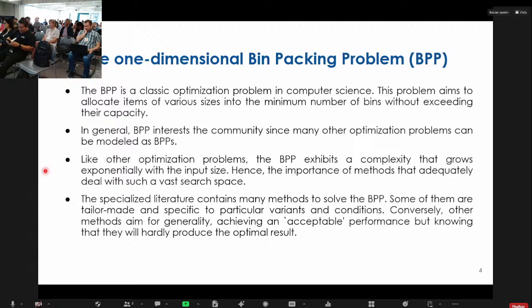The bin packing problem, honestly, is a test scenario. It could be any other heuristic problem. So we can have this problematic in another combinatorial scenario.